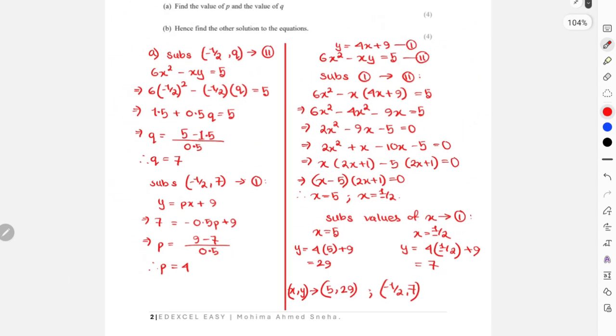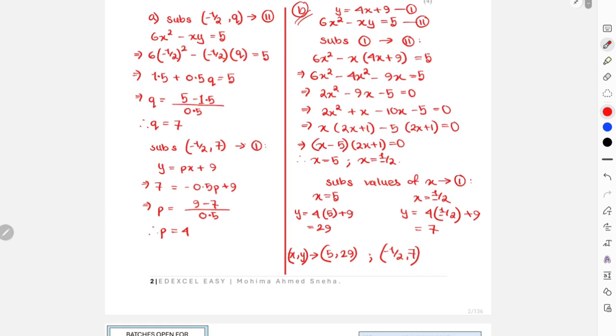If I zoom out, on the left hand side you have the working for part A. On the right hand side, this is the working for your part B. Okay, quite easy. Then we'll move on to the next question.